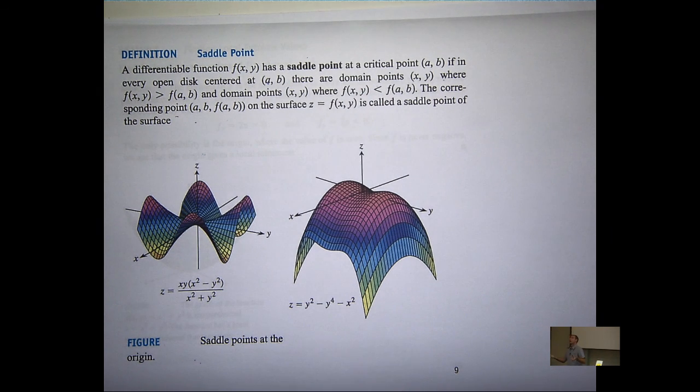So here's some more examples of saddle points that don't really look like saddles. But the easiest way I can explain it to you is think about saddle points as just generalizations of points of inflection. That's the best way to do it. Okay?